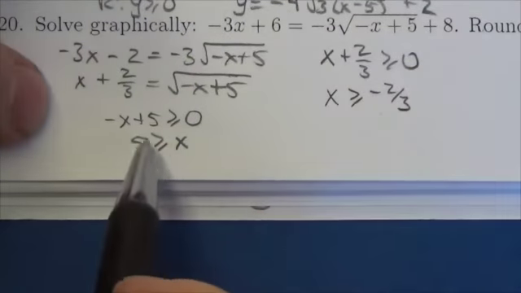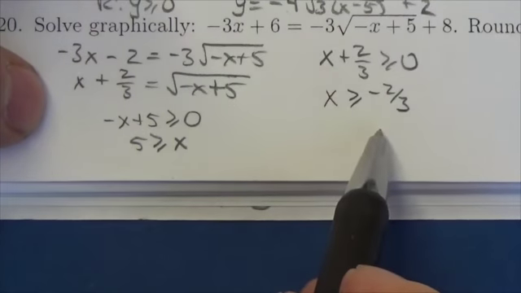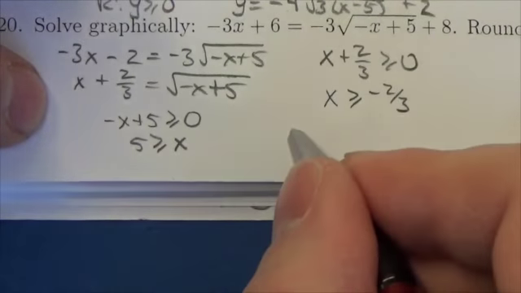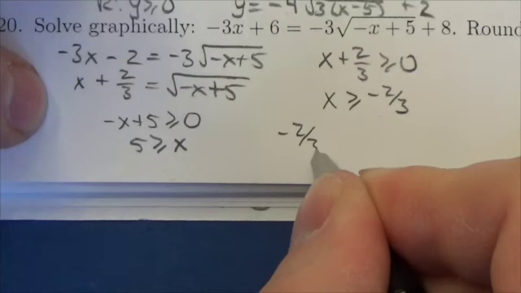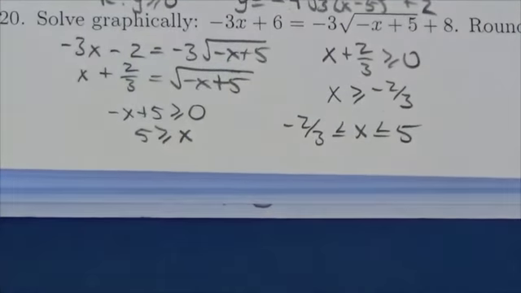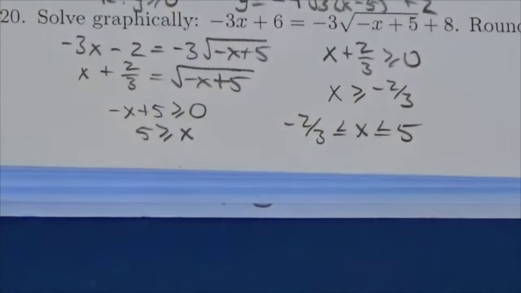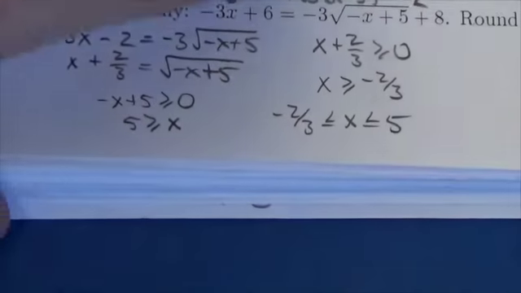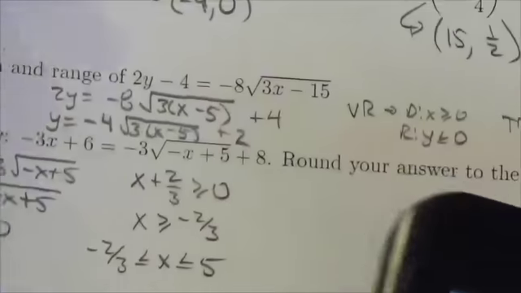Now watch this. x has to be less than or equal to 5, x has to be greater than or equal to negative 2/3, meaning that my overall solution should be somewhere in this little pocket right there between negative 2/3 and positive 5 here. Okay, now let's go to the calculator and solve this thing graphically.